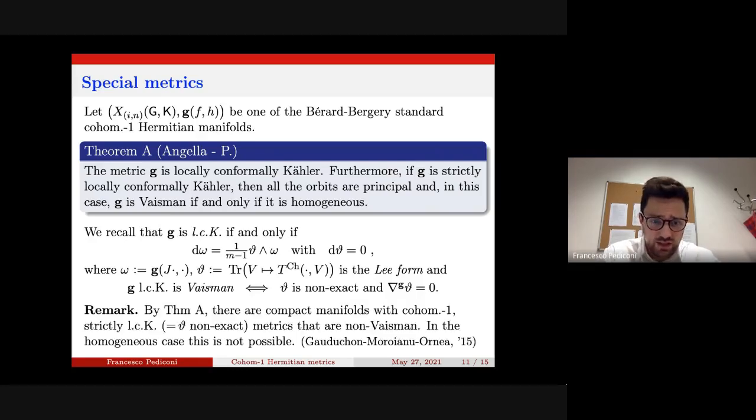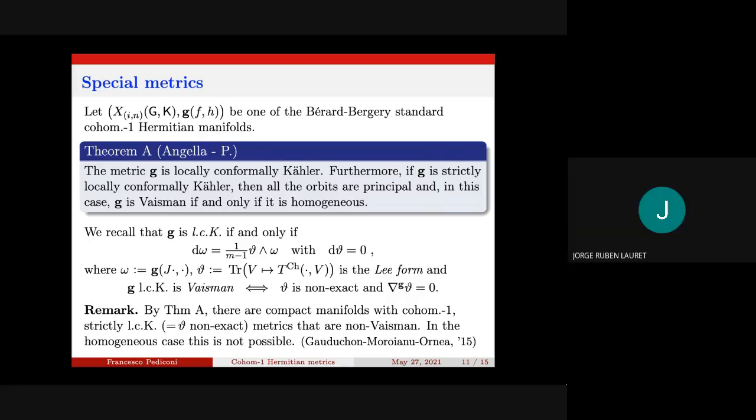It is worth mentioning that by this theorem it follows that there exist compact manifolds which admit cohomogeneity-one strictly locally conformally Kähler metrics which are not Weissman. And this is worth mentioning because in the homogeneous case this is not possible, because it has been proved by Gauduchon, Moroianu, and Ornea in 2015 that any homogeneous strictly locally conformally Kähler metric on a compact manifold is necessarily Weissman. So here is the first difference between the cohomogeneity-one setting and the homogeneous setting.